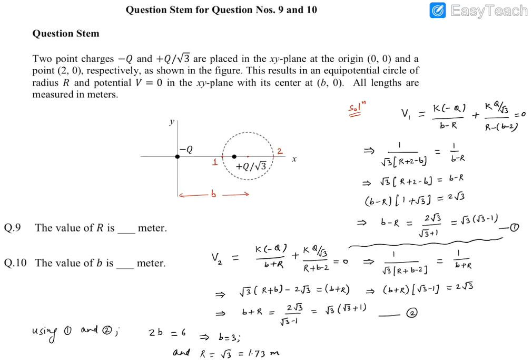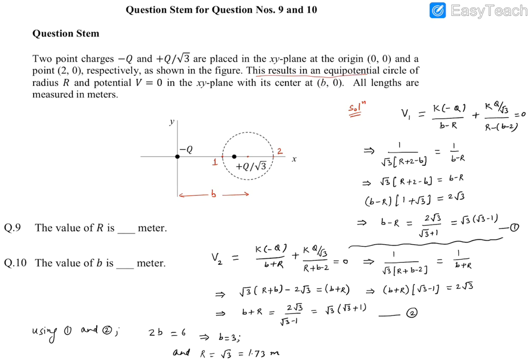Question number 9 and 10 related to this passage. And the question stem reads, 2-point charges minus q and plus q by root 3 are placed in the xy plane at the origin (0, 0) and at a point (2, 0), respectively, as we can see from here.